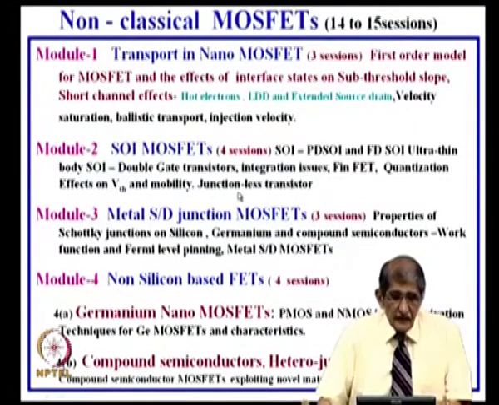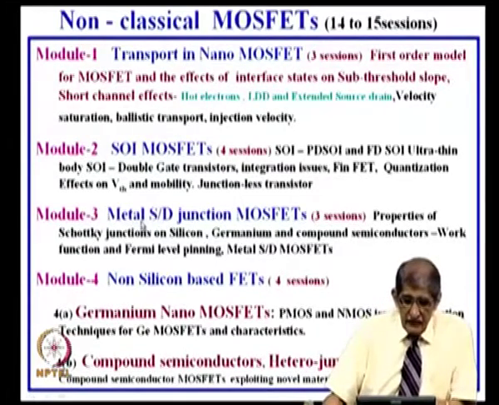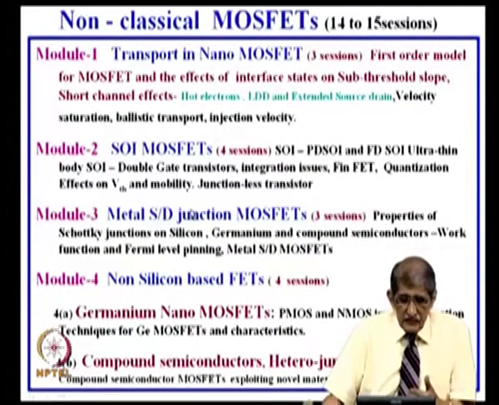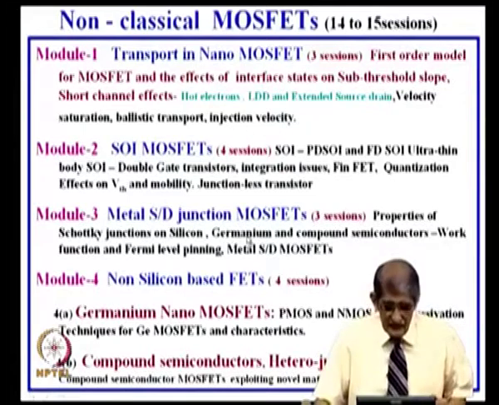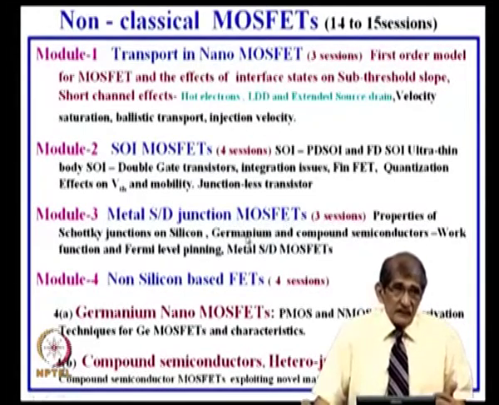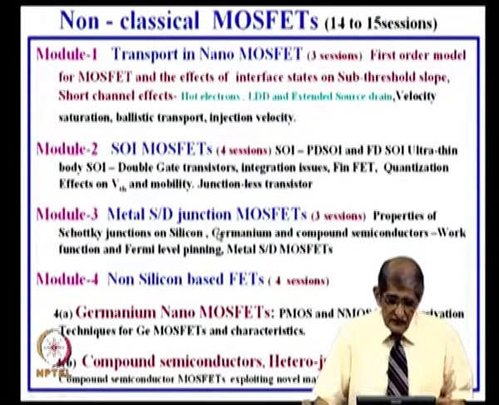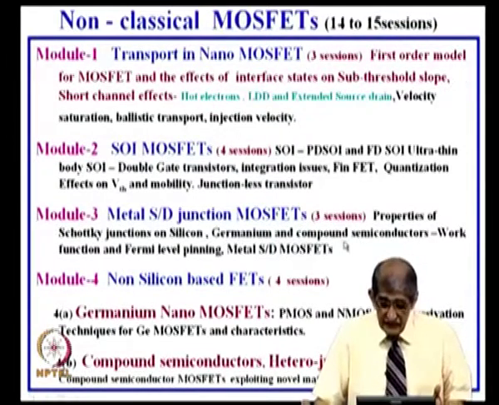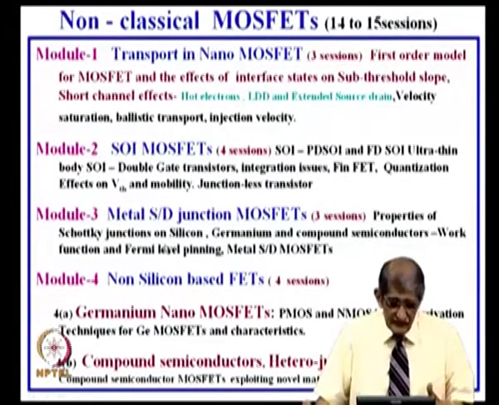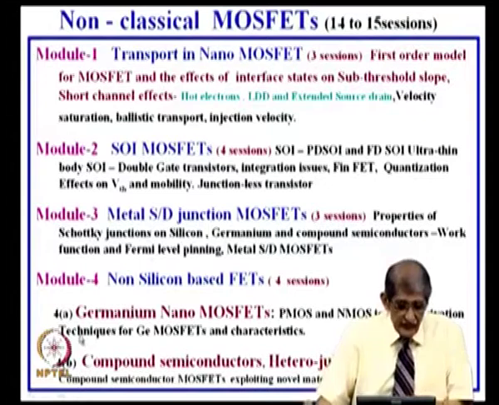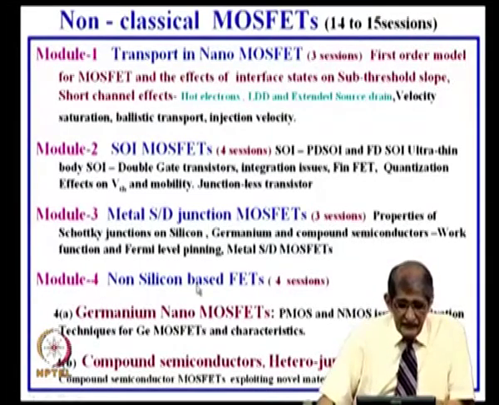Okay. Then we have module 3, in which the focus is on metal source drain junction MOSFETs. Instead of PN junction, we will have metal junction, Schottky barrier junctions or ohmic contacts, that type of thing. Here we will have to focus quite a bit on the properties of Schottky junctions on silicon, germanium, compound semiconductors, etc., because we will be discussing non-silicon based FETs in the next section, that is module 4. So, there we take on germanium.